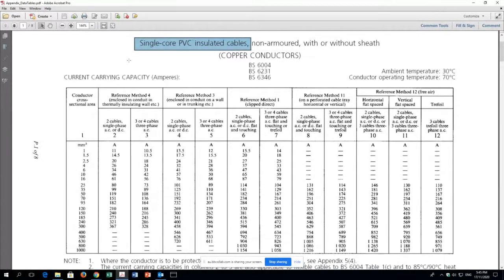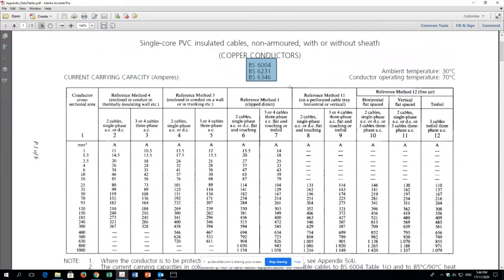As you know, we have different types of cables used in power distribution. This table is on the single core PVC insulated non-armored cable, with or without the sheath. This is the cable type description. The cable has core materials, that is the conductors, and the conductor material is copper. This table has been developed based on British standards.